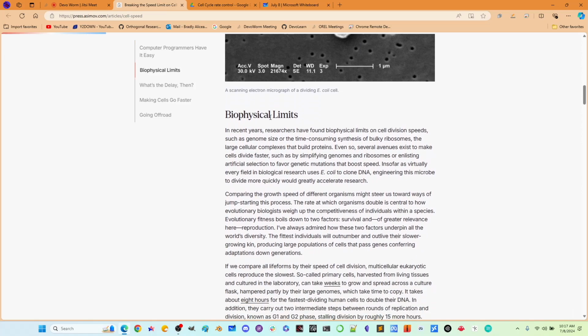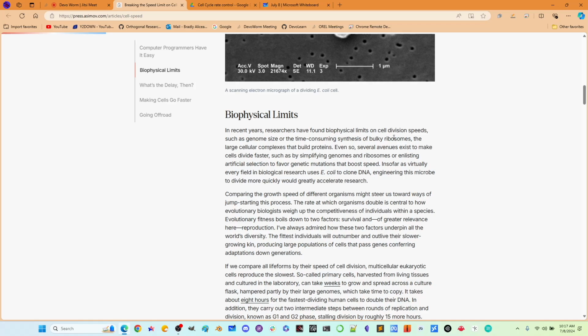So there are biophysical limits as well. In recent years, researchers have found biophysical limits on cell division speeds, such as genome size or the time-consuming synthesis of bulky ribosomes. And so this is one of the things about cell division: it not only relies on these different phases, but it relies on the replication of DNA. And so if you have a larger genome, it takes longer to copy all the DNA to create another genome and create another nucleus for that new cell.